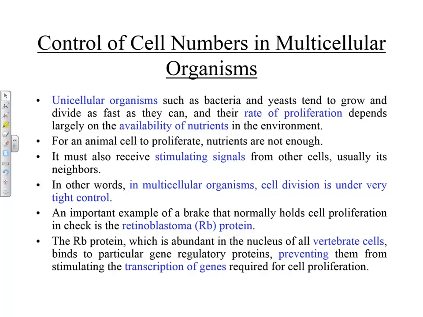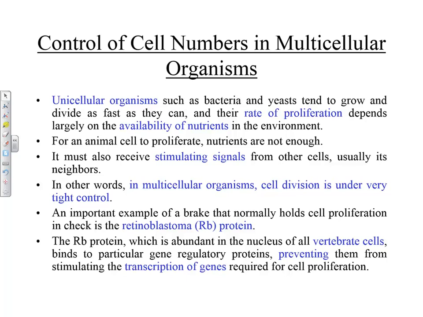Now, unicellular organisms such as bacteria and yeast have to think only about themselves. It's not a multicellular organism, so they will grow and divide as fast as they can, and their rate of proliferation really depends on the availability of nutrients in the environment. For an animal cell to proliferate, nutrients are not enough. It must also receive stimulating signals from other cells, usually its neighbors. In other words, in multicellular organisms, cell division is under very tight control.